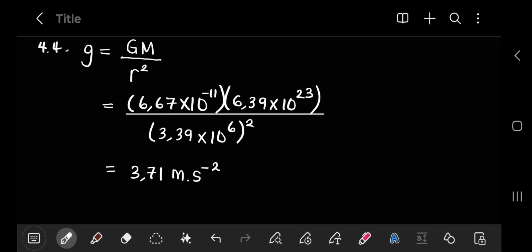Which is actually a lot less compared to Earth. Remember, gravity on Earth is 9.8 meters per second squared. But on Mars, it's only 3.71.